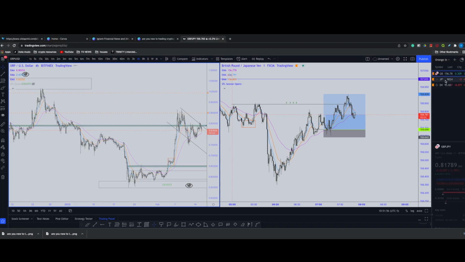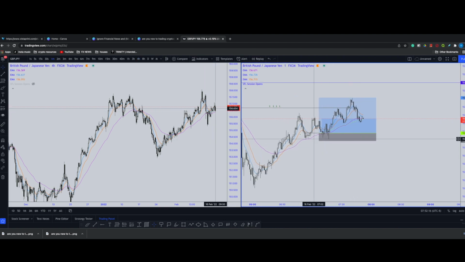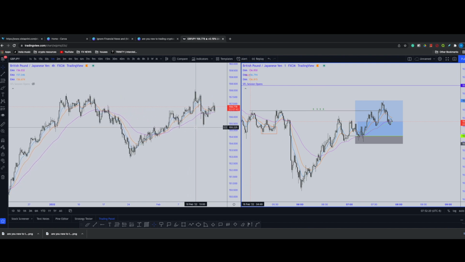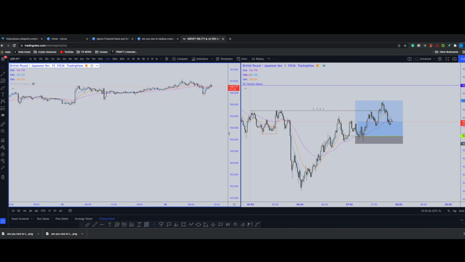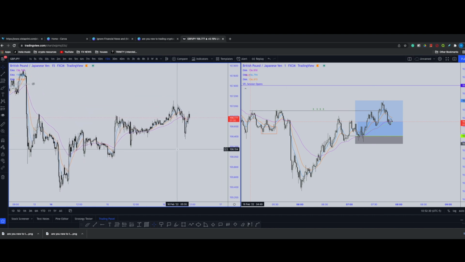Switch this over to GBPJPY. We'll go into correlation with the higher time frame. Here on the right-hand side of my charts, I have the 1-minute chart, and on the left-hand side, we can see the 4-hour chart. But let's just drop this down to the 15-minute because we're scalpers. That time frame is going to be more relevant to us in comparison than what the 4-hour chart is doing.